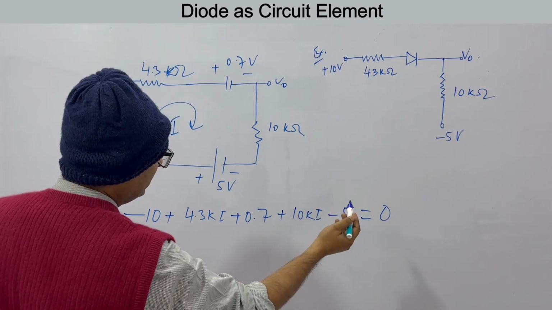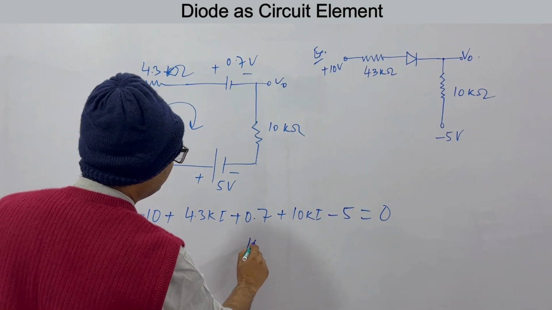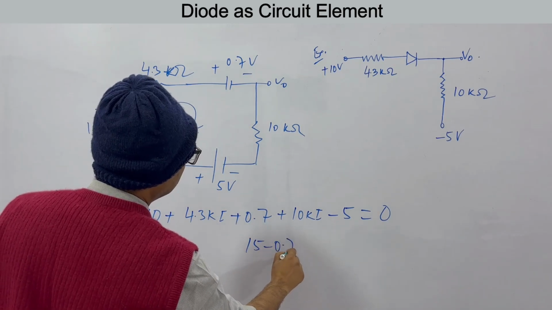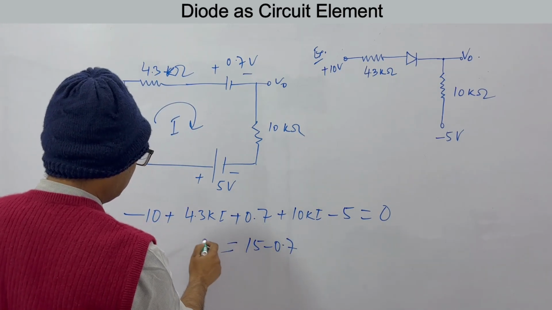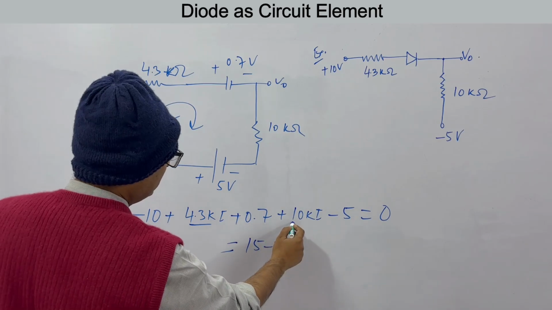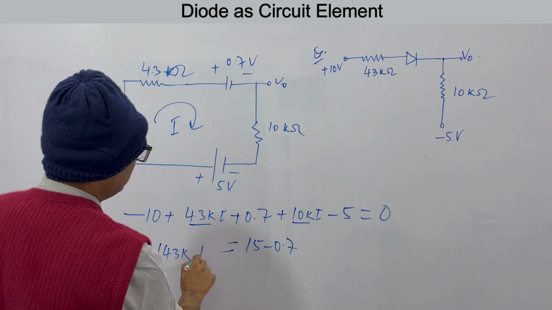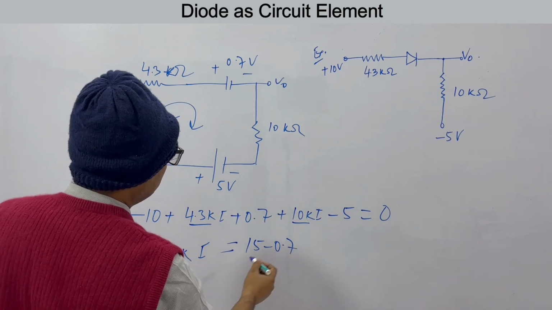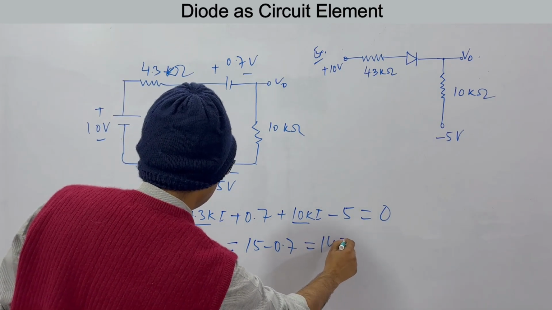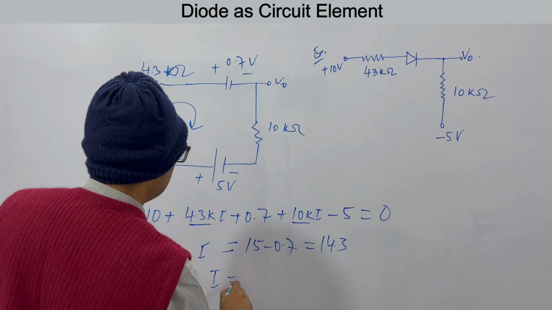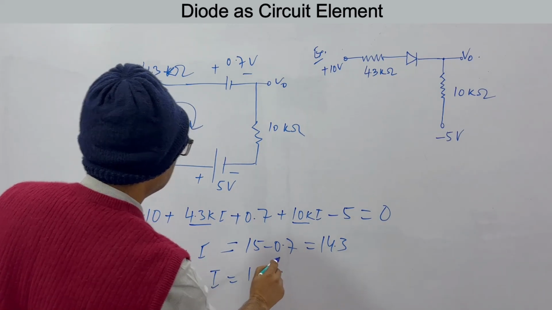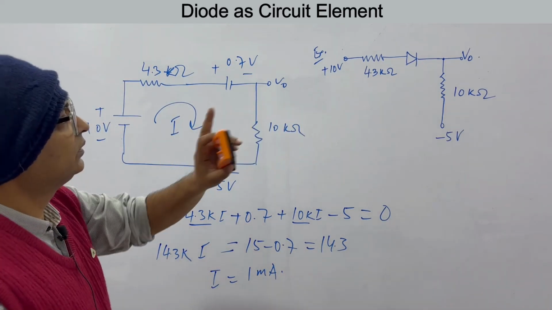So here, on this side you will have 15 minus 0.7, and on this side you will have 4.3 plus 10, so 14.3 kilo into I. So this is 14.3. So what do you get? You get I equal to 1 milliampere. So the current is 1 milliampere.